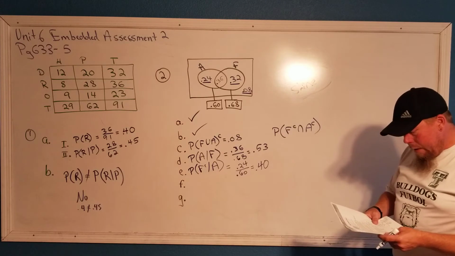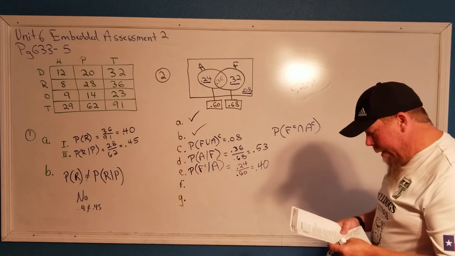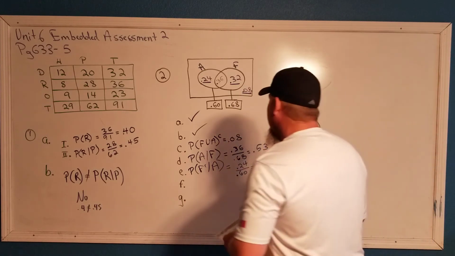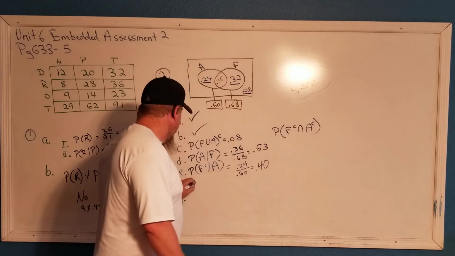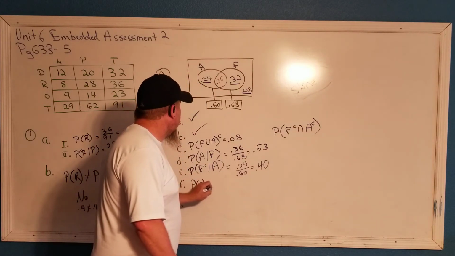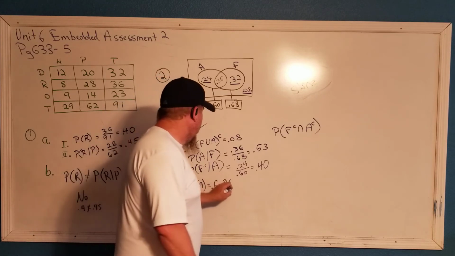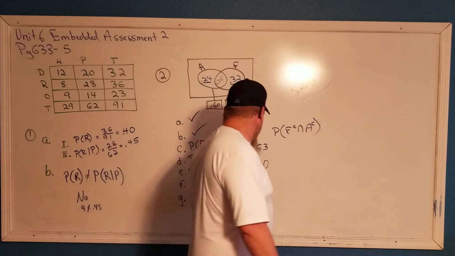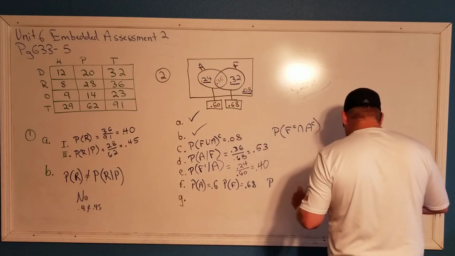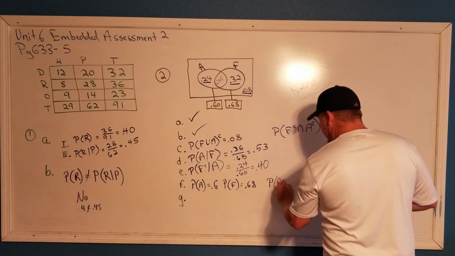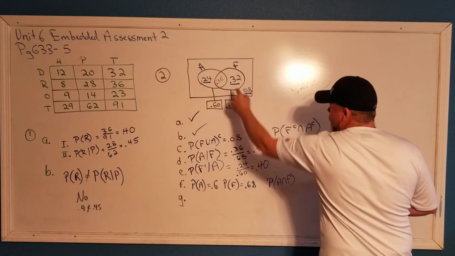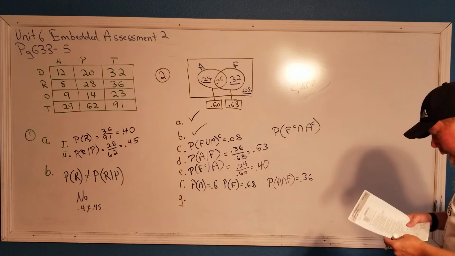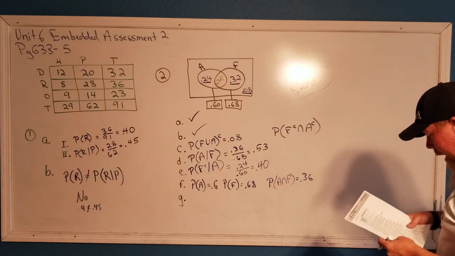Let's look at F. F says, what are the values of P of A, P of F, and P of A and F? So let's just list those out real quick. P of A equals 0.6. P of F equals 0.68. And it says A and F, so P of A and F, which is, remember, the overlap, so 0.36.